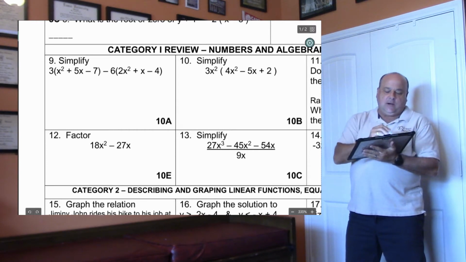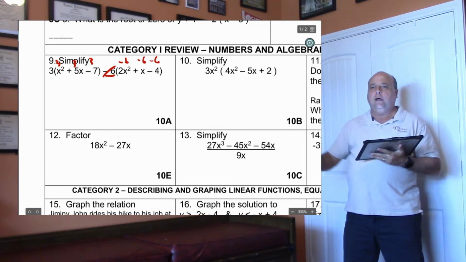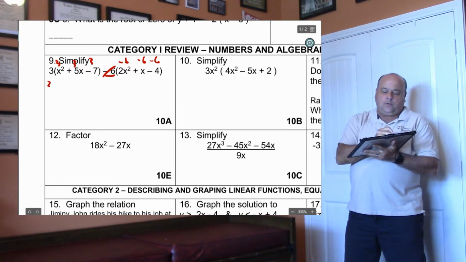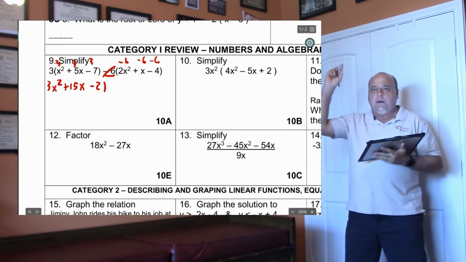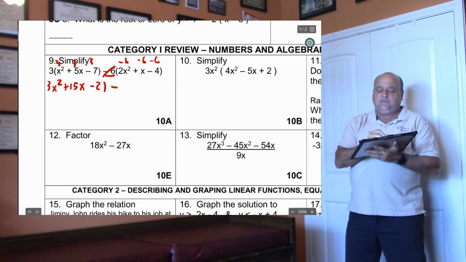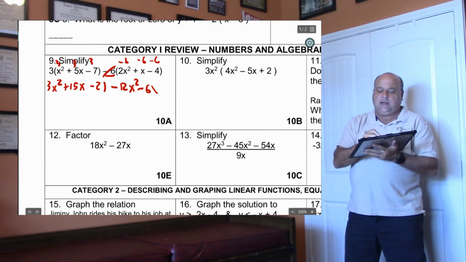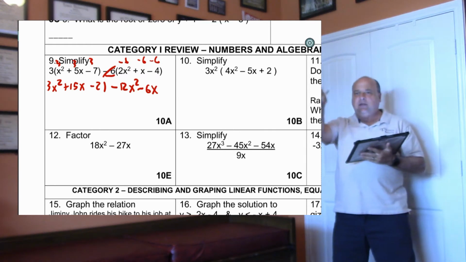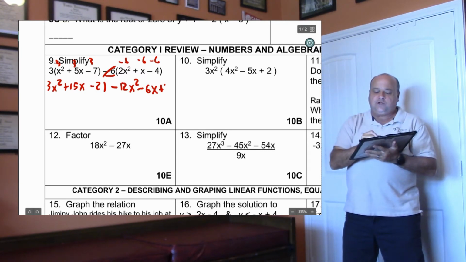On number 9, we're going to distribute, or bluebell truck, our 3, and then this bluebell truck will be -6. That one will go away. So we're going to multiply: 3x squared plus 15x minus 21. Remember, you're doing sign, number, letter. A negative times a positive is a negative. 6 times 2 is 12, letter x, exponent 2. A negative times a positive is a negative. My number is 6, my letter is x. Just write down the sign, the number, the letter. A negative times a negative is a positive, and 6 times 4 is 24.